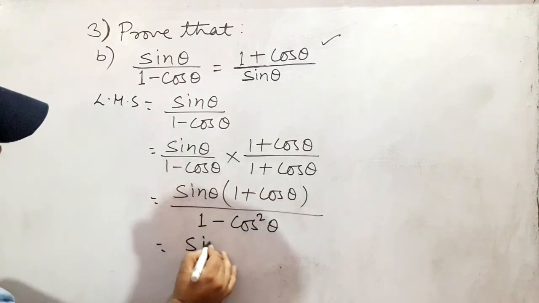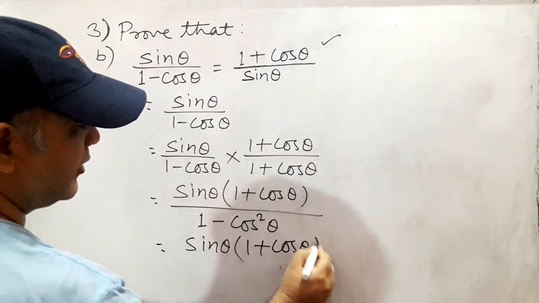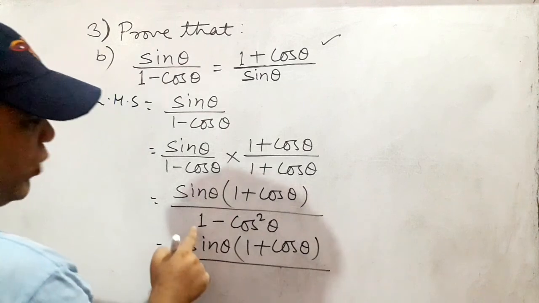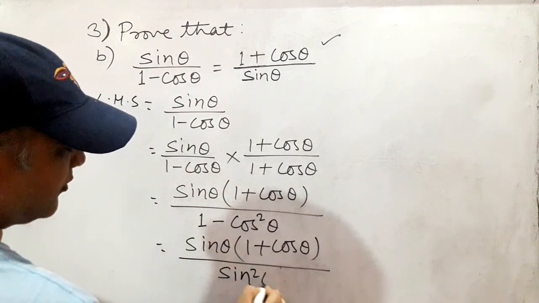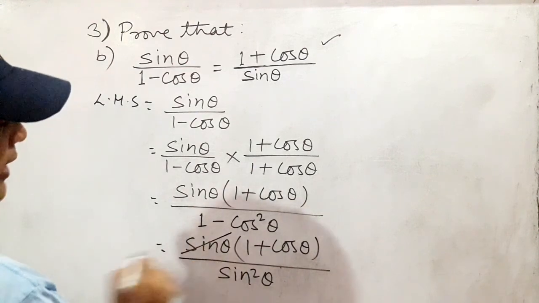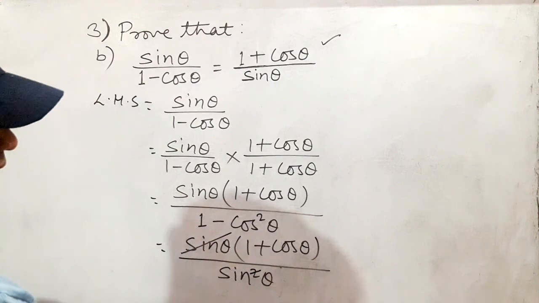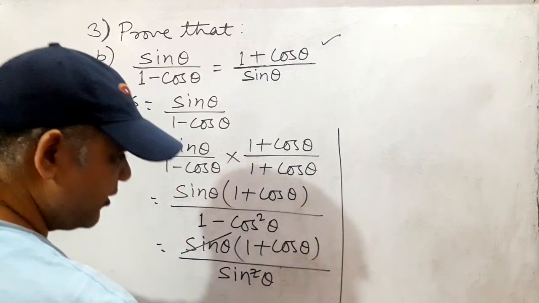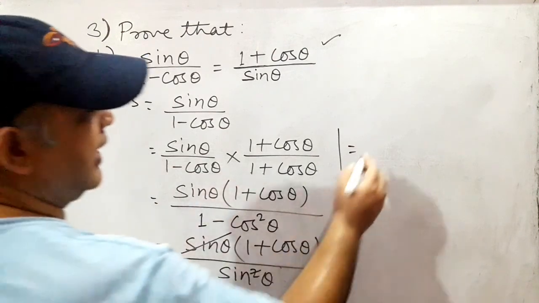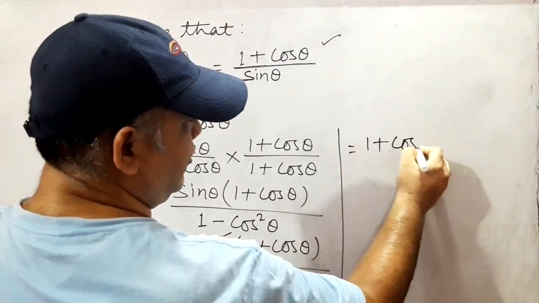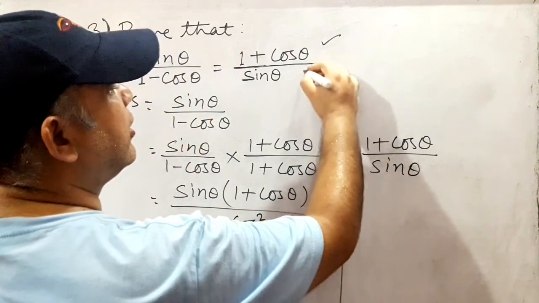Sin theta into 1 plus cos theta by 1 minus cos square theta, which is equal to sin square theta. So sin theta in the numerator and sin theta in the denominator get cancelled. We have the remaining terms 1 plus cos theta by sin theta, which is our right hand side.